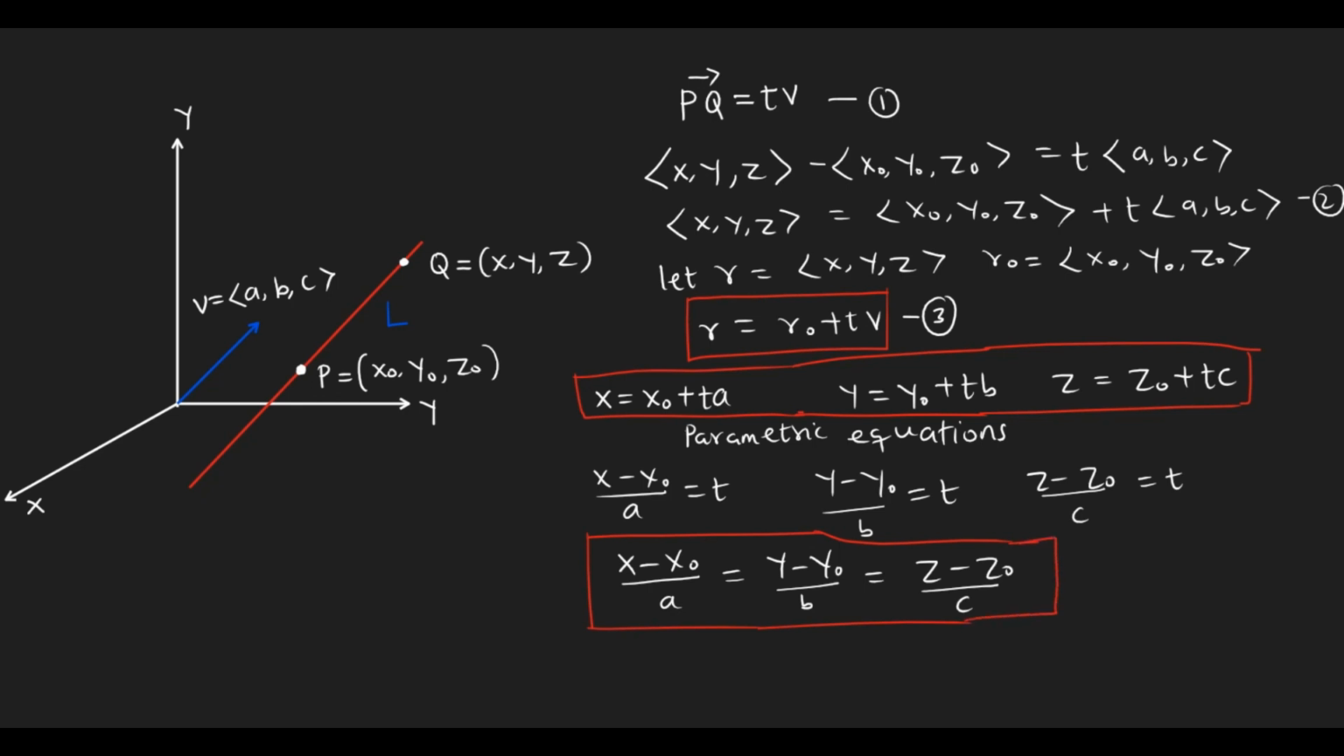Now we know the vector equation, which is what we have here. Then we know the expression for the parametric equations, and we know the symmetric equations also. With this knowledge, we are going to try our hands on an example for a better understanding. So let's look at that.